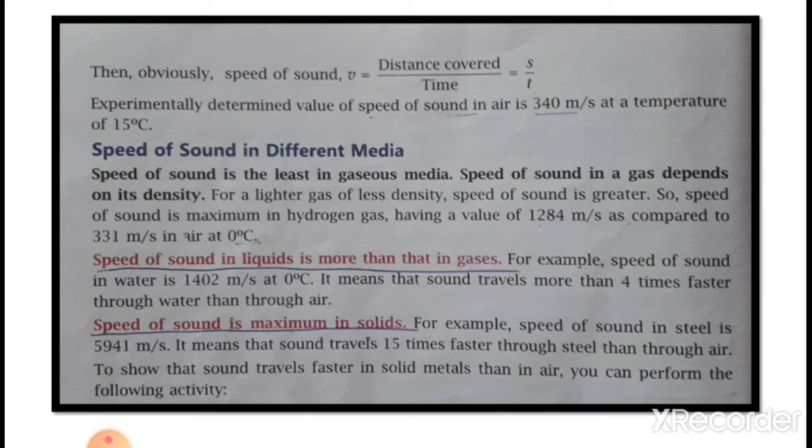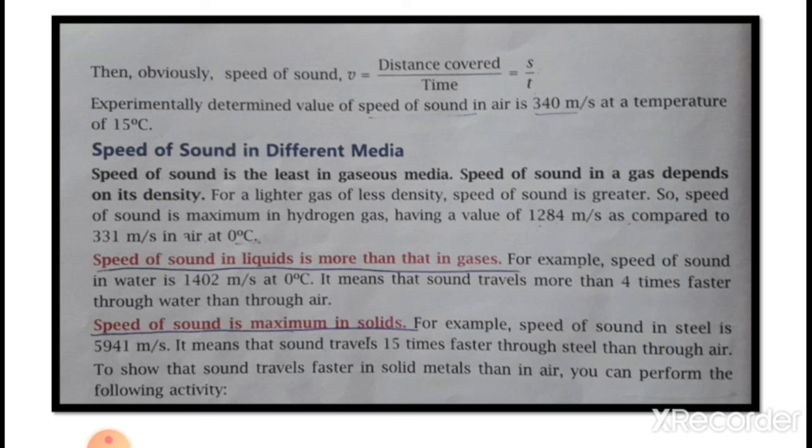And next one, speed of sound in different media. Speed of sound is the least in gaseous media. That is a very important point. Speed of sound in a gas depends on its density. For a lighter gas of less density, speed of sound is greater. Okay, when density decreases, the speed of sound increases. Speed of sound is maximum in hydrogen gas, having a value of 1284 meter per second as compared to 331 meter per second in air at 0 degree Celsius.